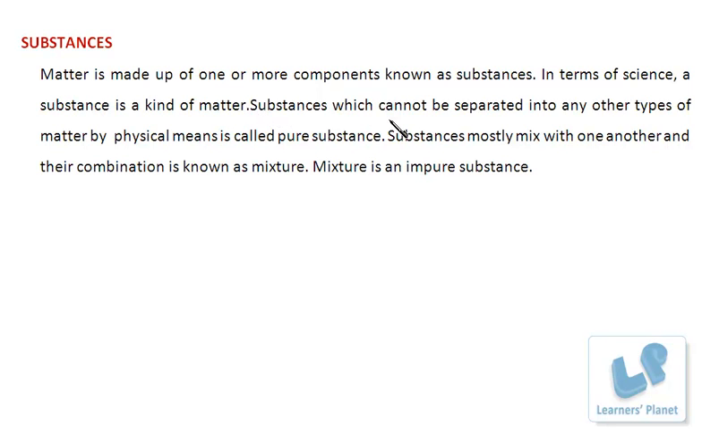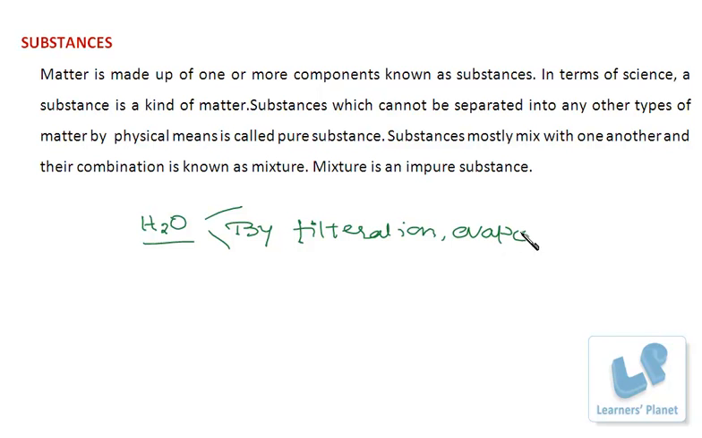The substances which cannot be separated into any other types of matter by physical means is called a pure substance. Say if I'm taking water. Water is H2O. Now the constituents of water cannot be separated by filtration or evaporation or even distillation. You can't separate hydrogen and oxygen from water. So water is a pure substance. This is pure water I'm talking about, right?